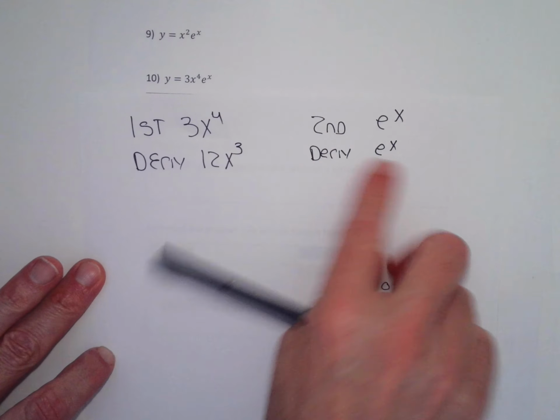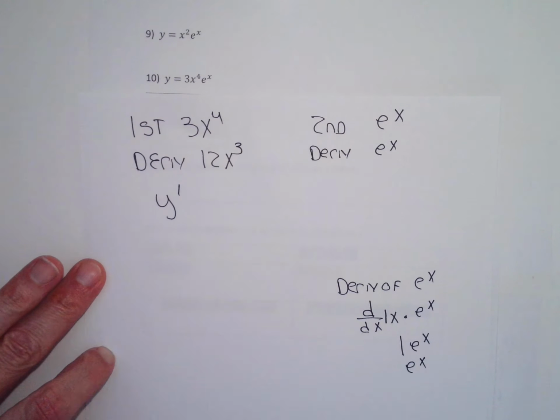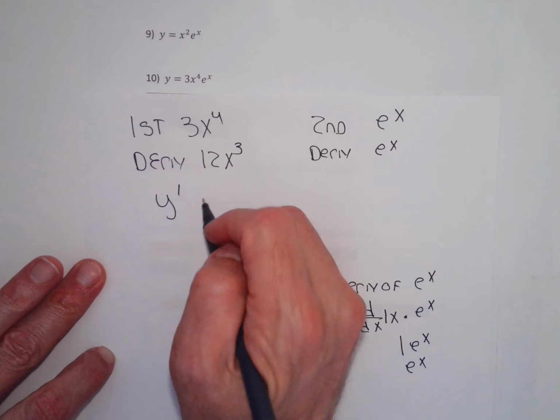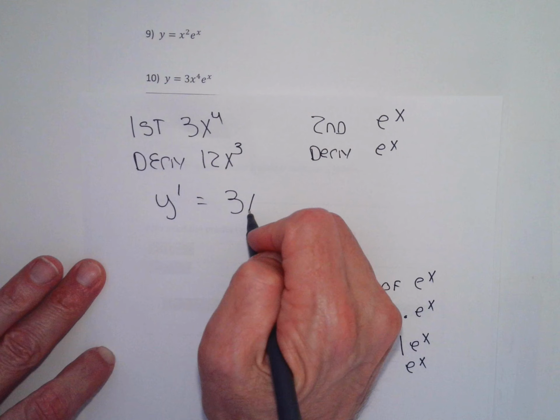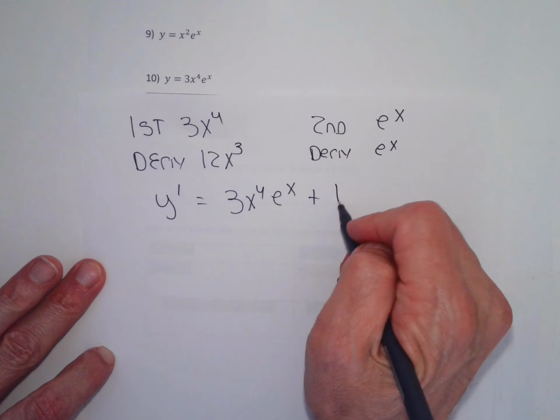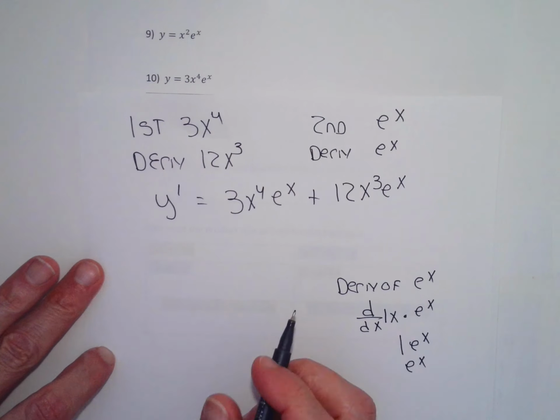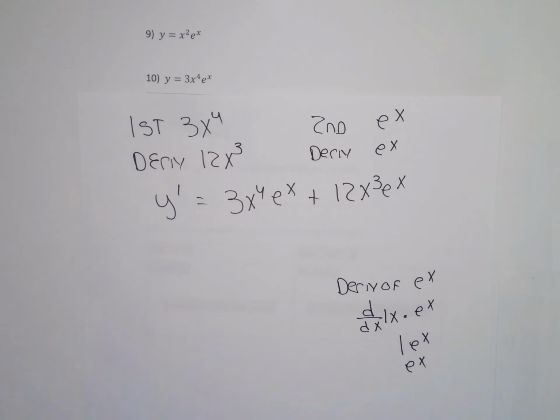I'm going to cross multiply, and put a plus between. So the lazy form of the derivative, y prime, equals 3x to the 4th e to the x plus 12x cubed e to the x. Let me common factor the heck out of this, one step at a time.